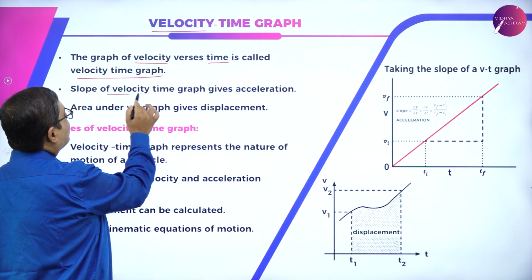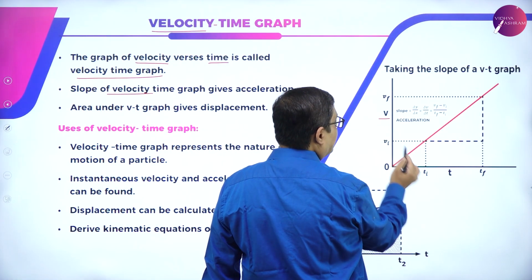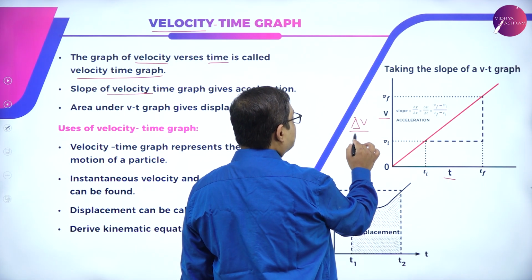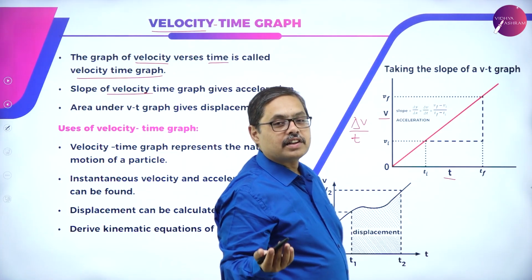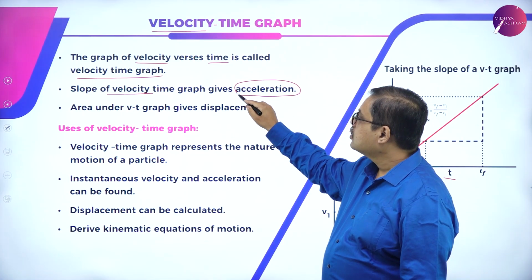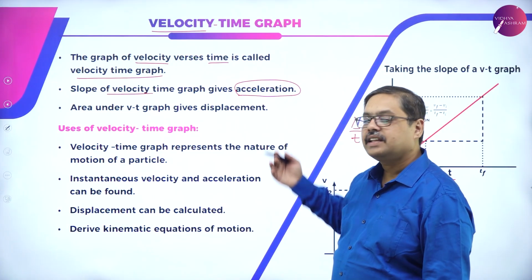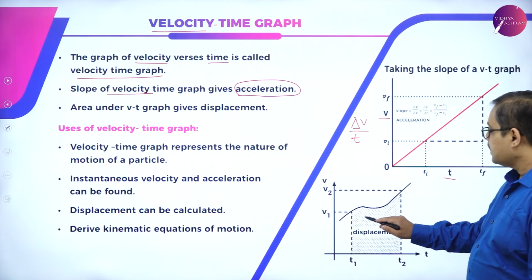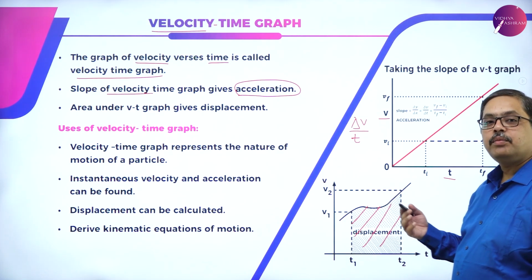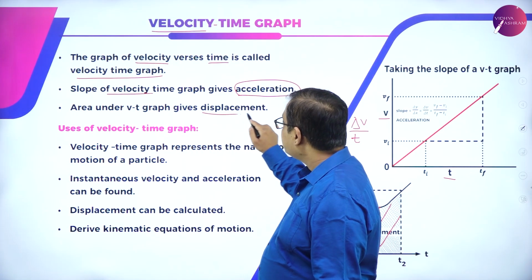The slope of this velocity versus time graph will give you what? See, I have got velocity on the y-axis, time on the x-axis. What is the rate of change of velocity with respect to time? It is nothing but acceleration. So if you plot the graph and take its slope, you will obtain acceleration. Similarly, the area under the curve will let me know the displacement. Area under the curve will give me the displacement.